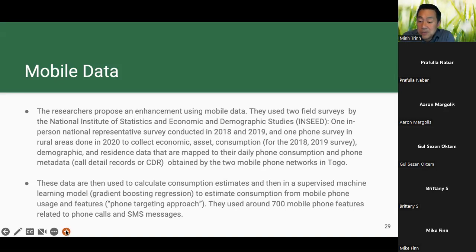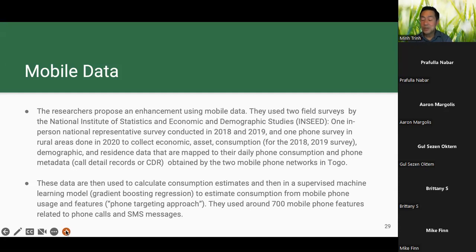When they talk to these people, either they have the phone numbers already, or they ask them for the phone numbers when they do the in-person survey. These researchers had access to cell phone data from the two national providers in Togo. They didn't have the names of these people, which provides privacy, but they had the numbers. So they could map the survey answers to the cell phone numbers and to the metadata. I don't know if they themselves could see the phone numbers, but at least the mapping could be done on the phone metadata. And it's in fact a lot of data. They use around 700 mobile phone features related to phone calls and SMS messages. So it's not only whether you have a phone or you don't have a phone.